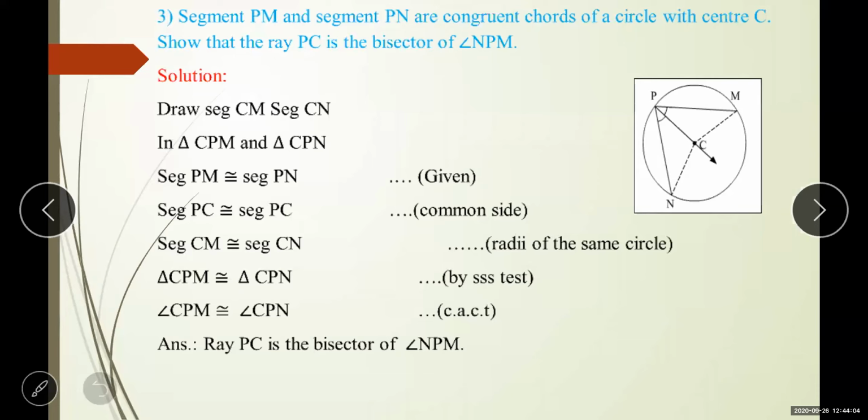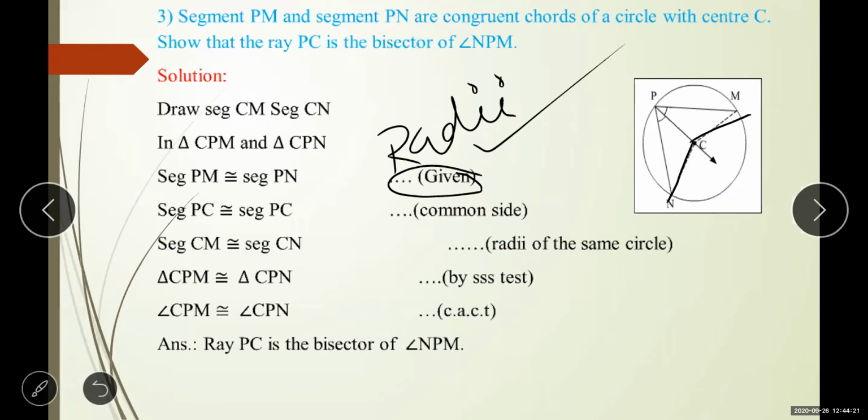Now, these are the radii of the same circle. PM and PN. Either you can write given or simply write the radii of the same circle. That will be best. Radii of the same circle. Then you can see here PC is common in between both triangles, so it is a common side. So segment PC is congruent to segment PC. Why? It is the common side. Write down the reason.